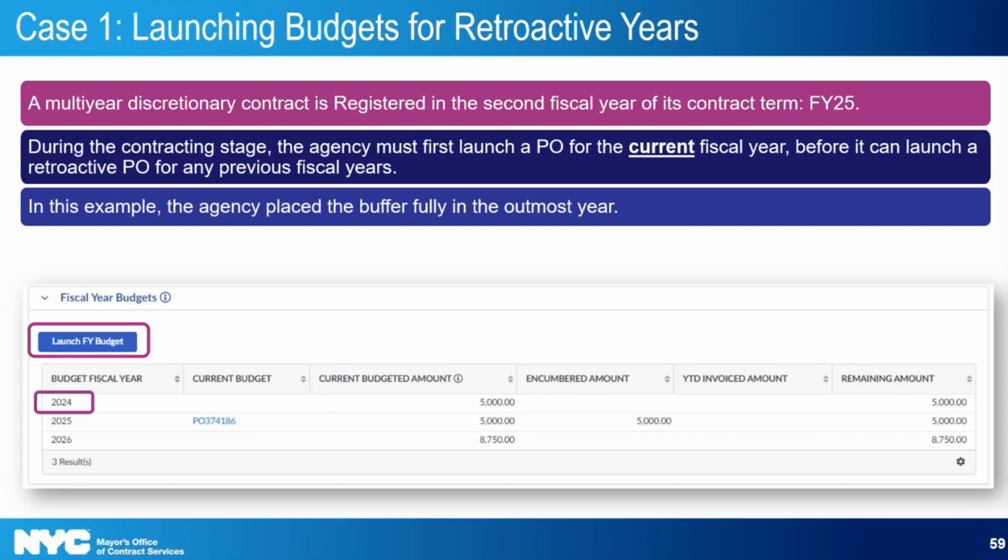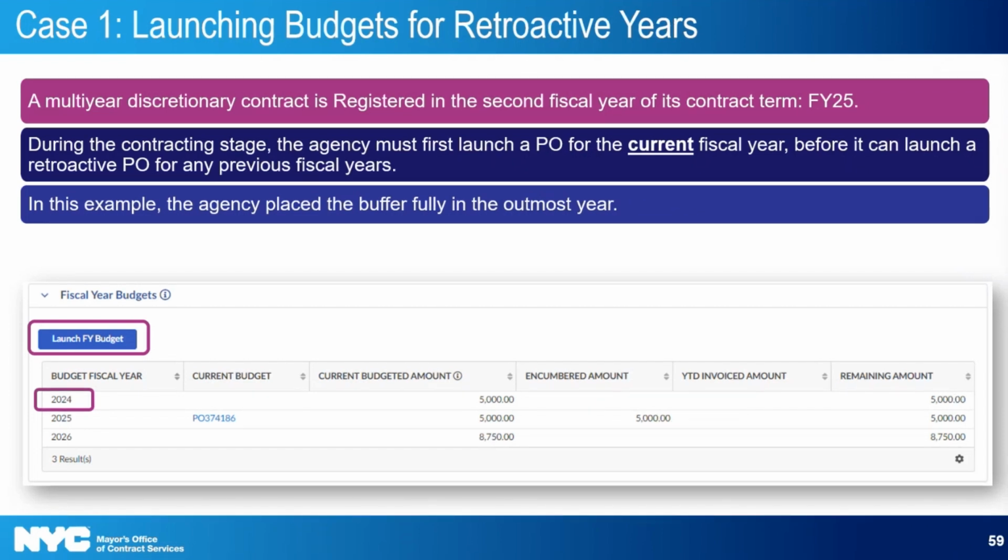In Case 1, we will look at an example of how to launch a budget for retroactive years when a multi-year discretionary contract has been registered in its second or third year. In this instance, a multi-year discretionary contract has been registered in the second fiscal year of its contract term, fiscal year 25. As previously mentioned, this means that during the contracting stage, the agency must first launch a PO for the current fiscal year before it can launch a retroactive PO for the previous fiscal year. As we can see in this image, the agency has launched their PO for fiscal year 25 and now must do so for fiscal year 24. In this example, we can also see that the agency has placed the full buffer amount in the outmost year of the contract, fiscal year 26.